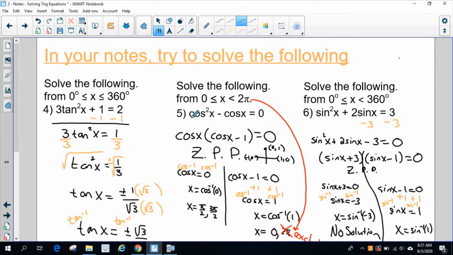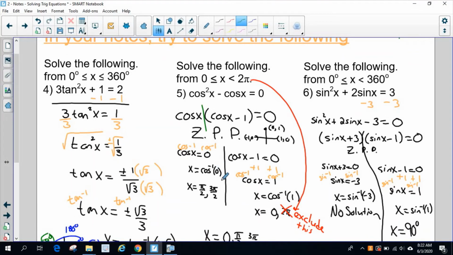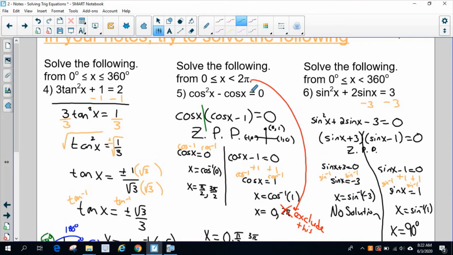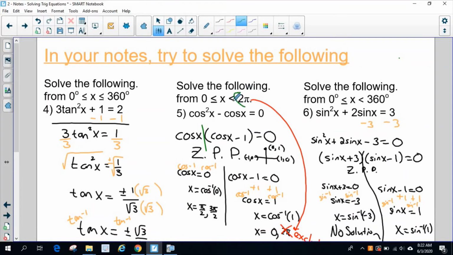Each one of these has an interesting way to write things in infinite solutions. So when I solved this one, remember I GCF'd it, and then I solved each of these parts separately using the zero product property from Algebra 2. And I figured out where cosine was equal to 0, and I figured out where cosine was equal to 1. In this equation, we exclude that value because it doesn't have an equal sign. It's a little tricky thing that people like to do in trig to make sure you're paying attention.